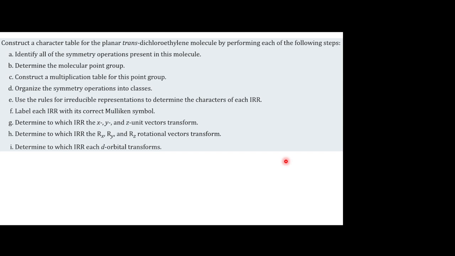Okay, got it. So the C6, that would be 360 divided by 6, which is 60. Okay. And then C3 would be 120? Okay, perfect. I was very confused. Thank you.